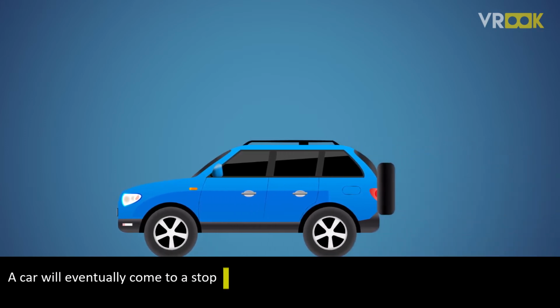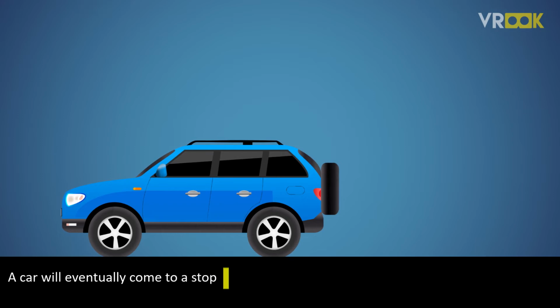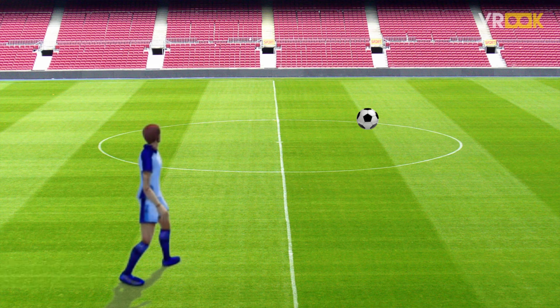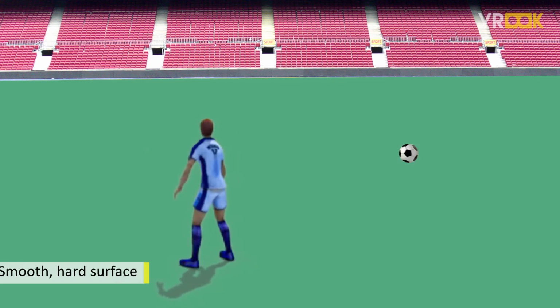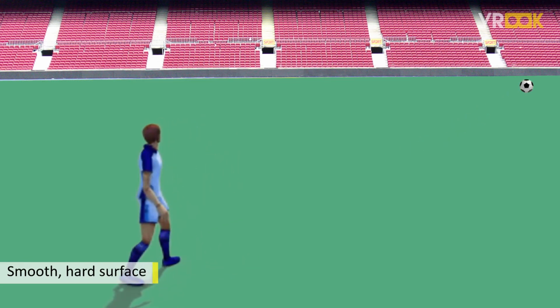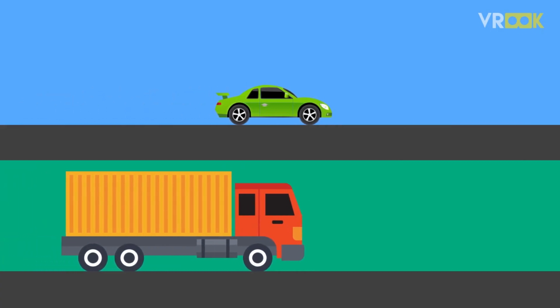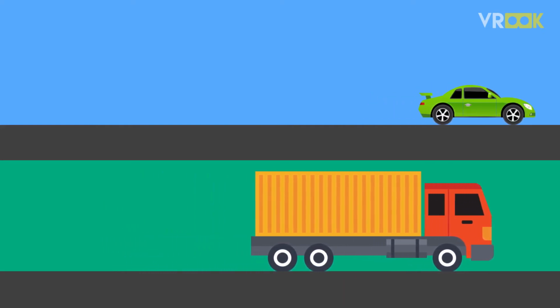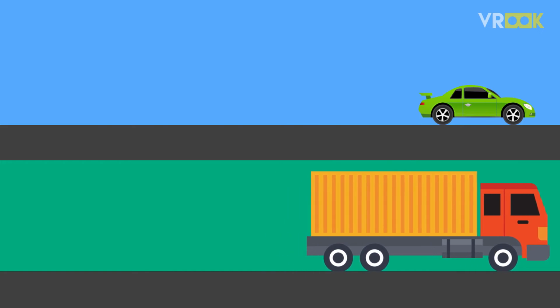Examples of rolling friction are: a car will eventually come to a stop if just allowed to roll, as the friction between the road and the wheels causes the vehicle to stop. A soccer ball kicked across a grassy field will slow more quickly than one kicked across a smooth hard surface because the rolling friction is far greater on the field. A heavy truck will have greater rolling friction than a small car because the truck has a heavier load bearing down on the wheel and therefore causing greater rolling friction. So this is rolling friction.